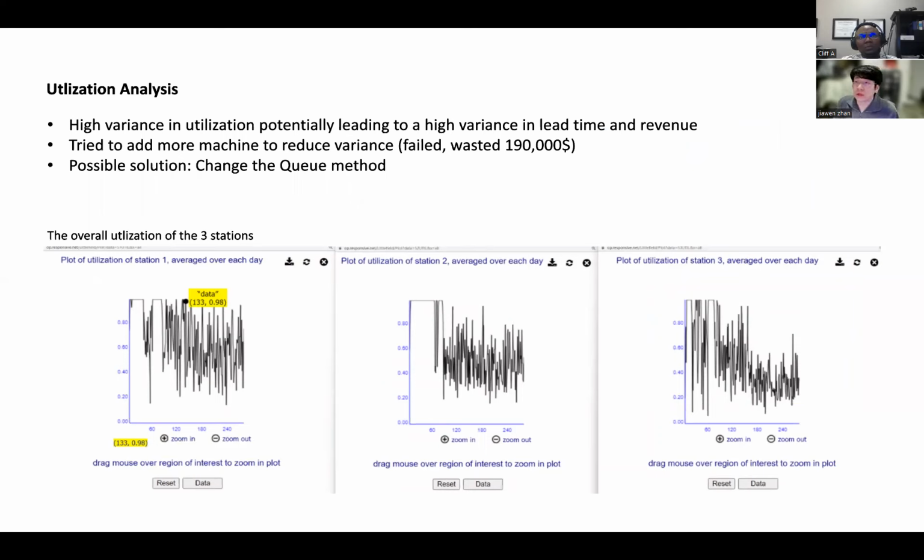For the utilization analysis, we found that our utilization has a very high variance. On average, they're at a healthy utilization level of 57, 50, and 32% respectively. Also, during the simulation, we tried to add one more machine to station 1 and station 3 to lower the variance, but it doesn't seem to work. So it is possible that changing the queuing method can make a positive effect, but we didn't try that in our simulation this time.